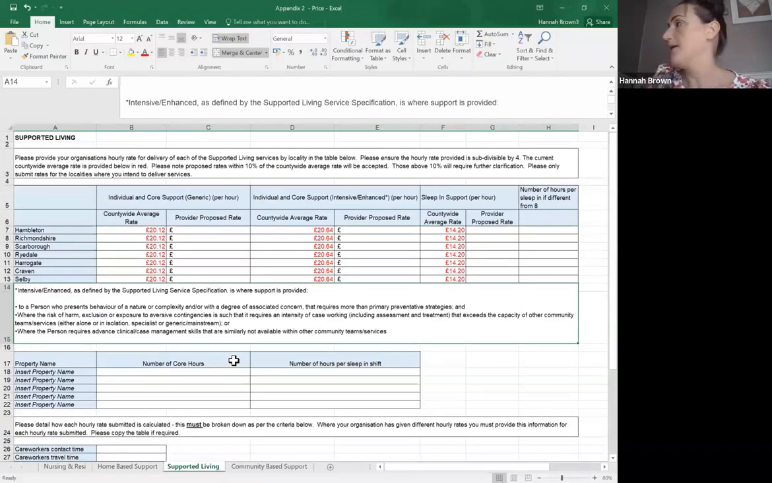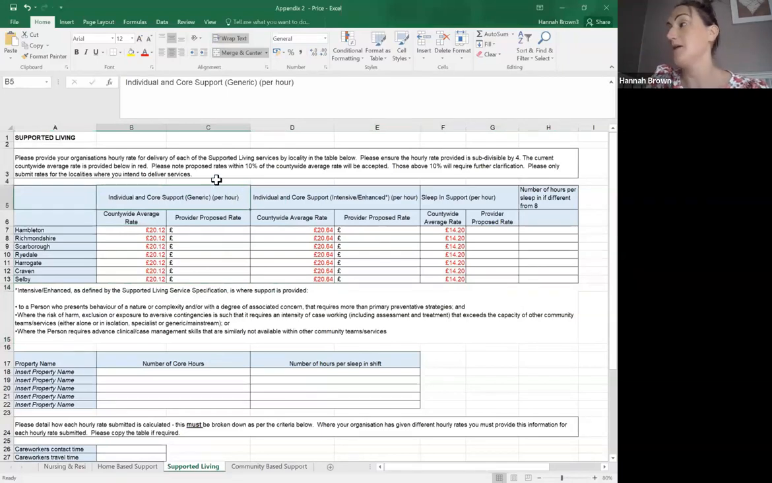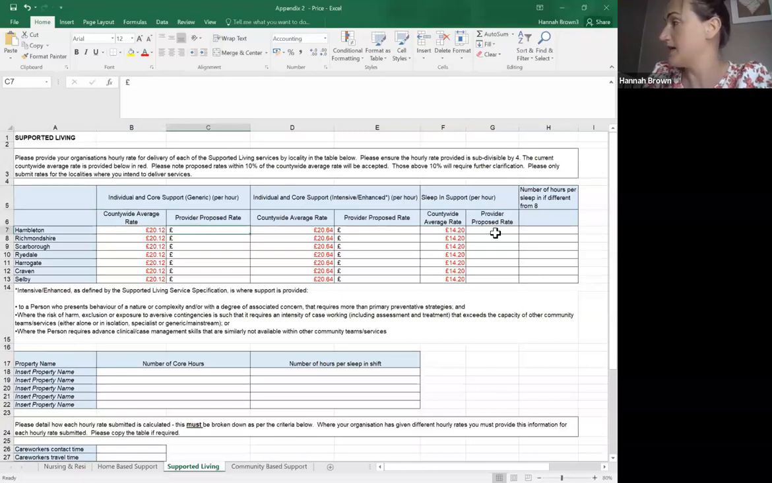So again, we're asking for hourly rates. So you will provide an hourly rate for individual and core support as defined in the service specification. So individual support being the one-to-one support to the person within the home, and the core support being that support that's to the property and shared across individuals. But you'll provide an hourly rate for individual and core support, and an hourly rate for your sleep-in support.